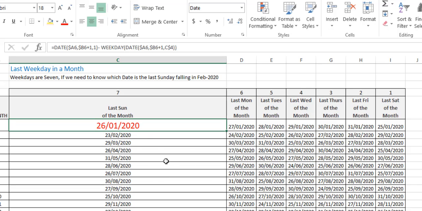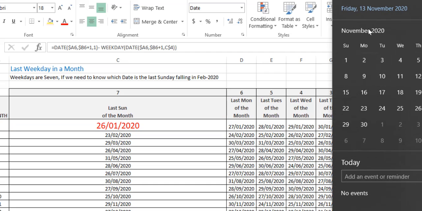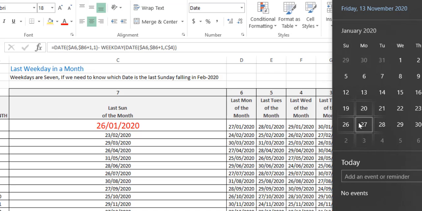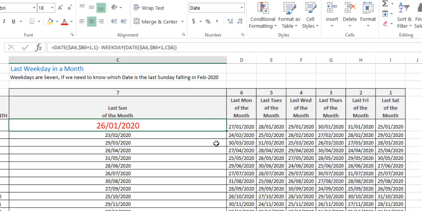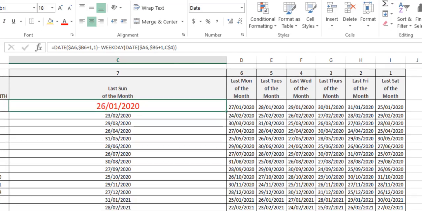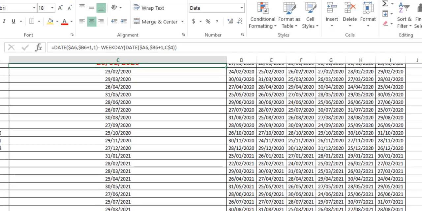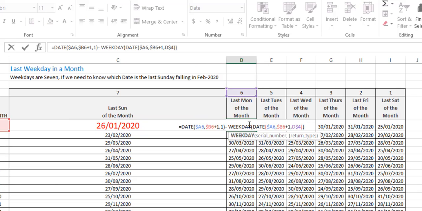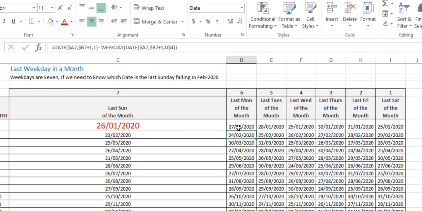So let's see, find out 2020 June 26 is the last Sunday exactly. So with the help of this formula, you can find out what date or what day was the last day of the month and on what date it was falling. Like for example, we have seen that 26 is the last Sunday, so usually 27 is the last Monday.